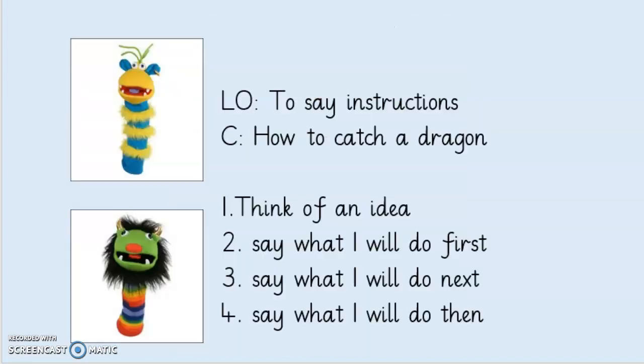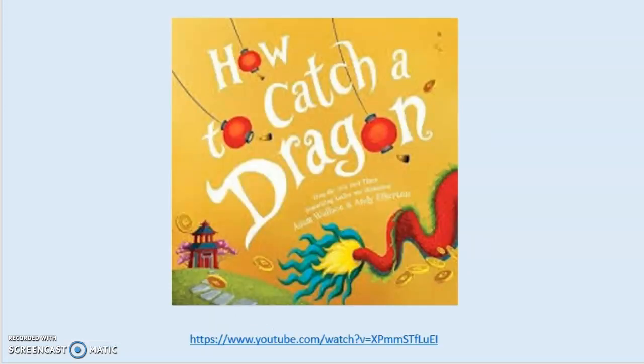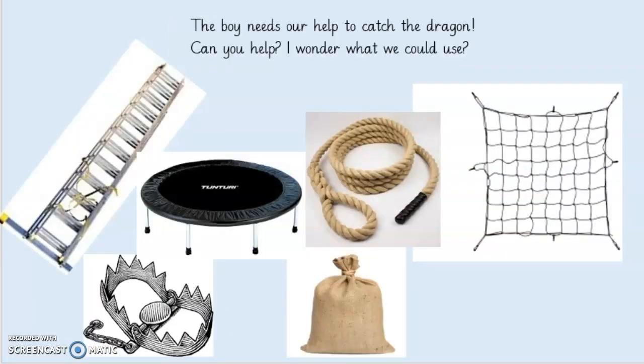So our learning today is to say some instructions to help catch a dragon. We need to think of an idea, so use your imagination to think about how you can catch a dragon, and then we're going to say what we will do first, next, and then. So listen to the story first to see how the boy tries to catch the dragon. I wonder if you could help.